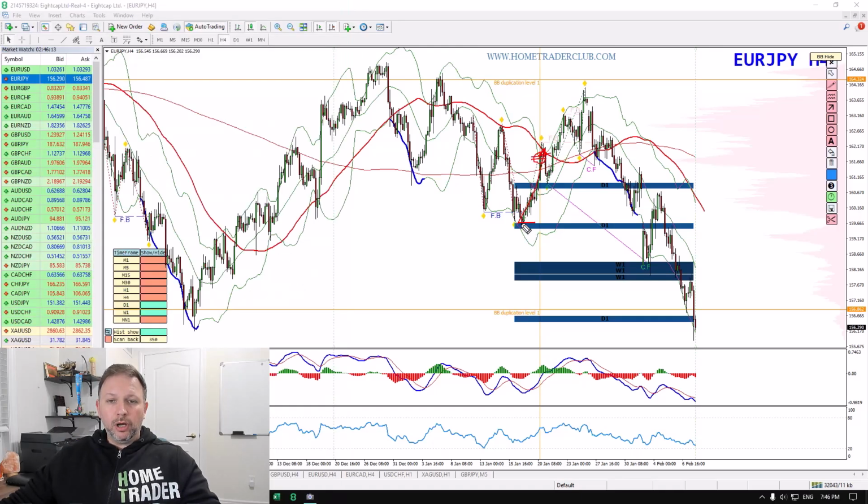When I plot my Bollinger Band indicator, and again you can do everything manually, this is just for the comfort of trading, I see that in around this zone we have a Bollinger Band duplication zone, which is a dynamic Bollinger Band-based indication of a resistance.